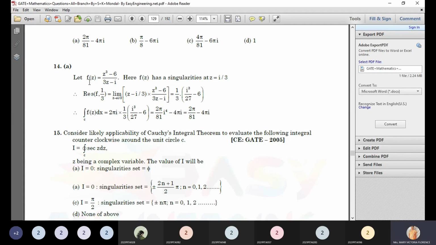The formula is the integral over C of f(z) dz equal to 2 pi i times the sum of the residues. So 2 pi i into 1 by 3 into (i cube by 27 minus 6), substituting the residue value. The denominator is 27 into 3, 81. In the numerator, multiplying 2 pi i, we get 2 pi i to the power 4 minus 4 pi i. i to the power 4 can be written as i square into i square, and i square is minus 1, so minus 1 into minus 1 is plus 1. So the answer is 2 pi by 81 minus 4 pi i. Next question.